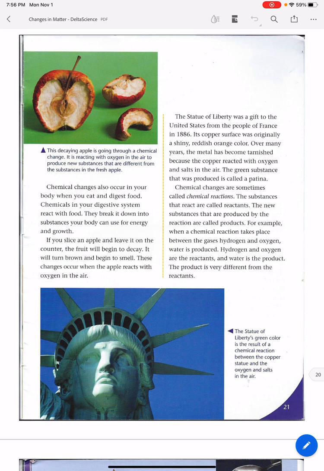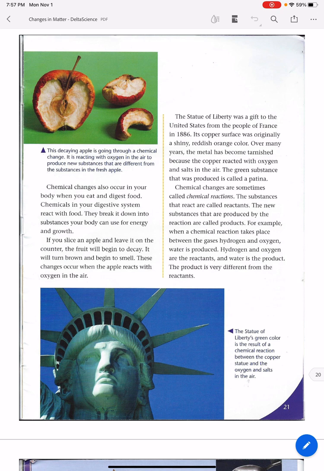The Statue of Liberty was a gift to the United States from the people of France in 1886. Its copper surface was originally a shiny reddish-orange color. Over many years, the metal has become tarnished because copper reacted with oxygen and salts in the air. The green substance that was produced is called a patina.